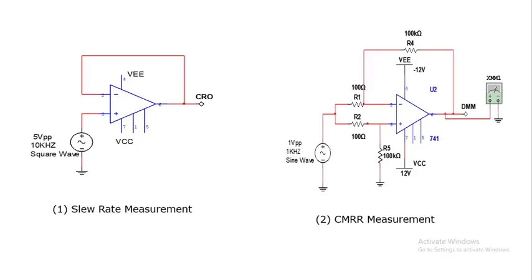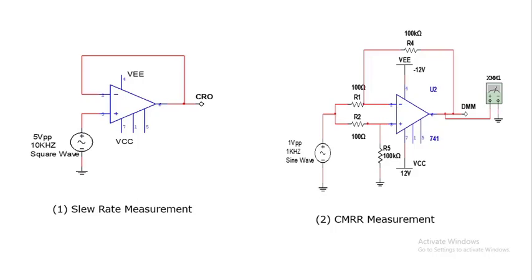Figure 1 shows the slew rate measurement circuit diagram. It is nothing but a voltage follower circuit. Terminal 7 and terminal 4 are given a balanced dual power supply. Terminal 2 is short circuited with terminal 6, whereas the non-inverting terminal is applied a 5 volt peak to peak, 10 kHz square wave. The second figure shows the CMRR measurement.